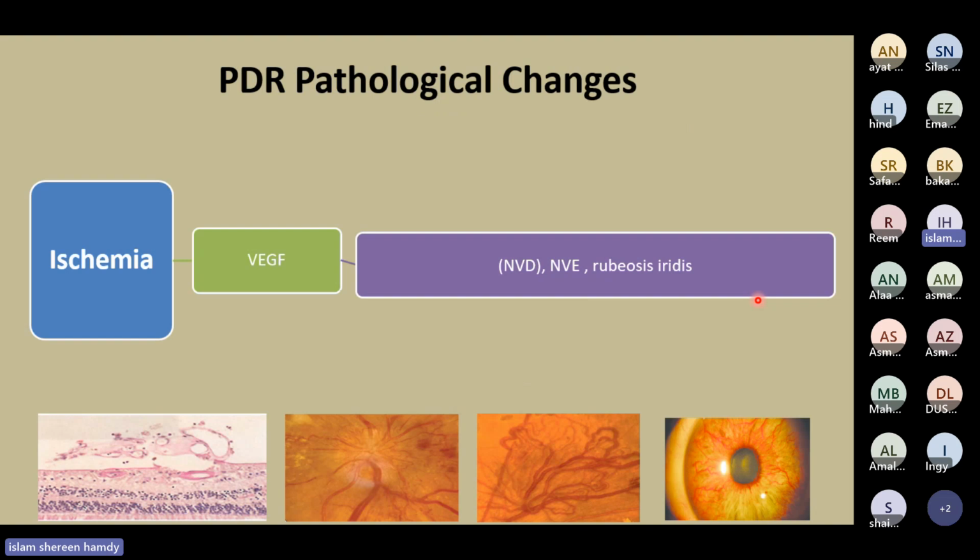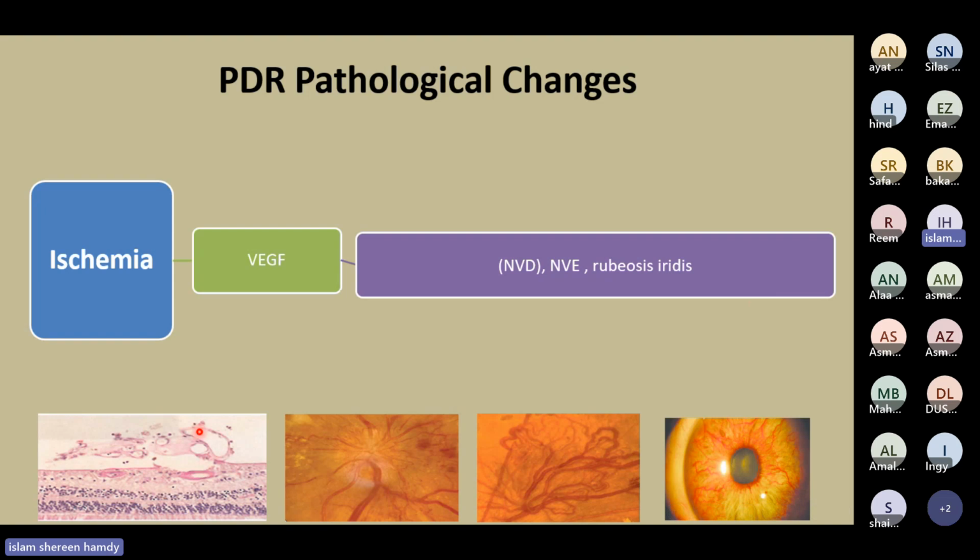Ischemia will cause increase in the production of vascular endothelial growth factor with subsequent neovascularization that can happen at the disc, neovascularization of the disc, or neovascularization elsewhere in other areas of the retina, or it can diffuse anteriorly and cause neovascularization of the iris and neovascularization of the angle and subsequent neovascular glaucoma.